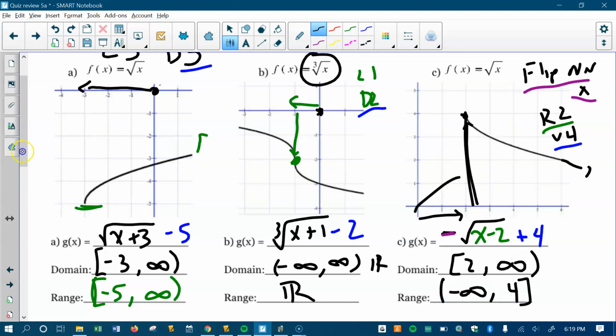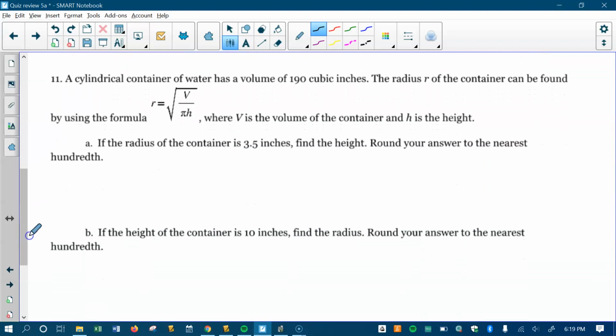Okay, and I believe, oh no, there's one more. Okay, let's finish up this. Cylindrical container of water has a volume of 190 cubic inches. That's good to know. Let's just do V equals 190 here.